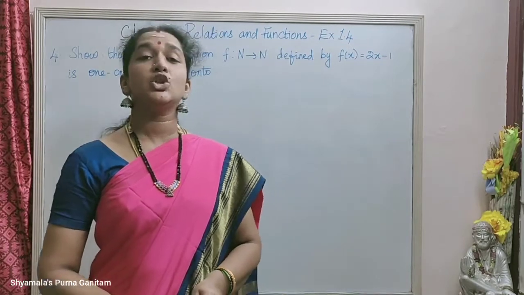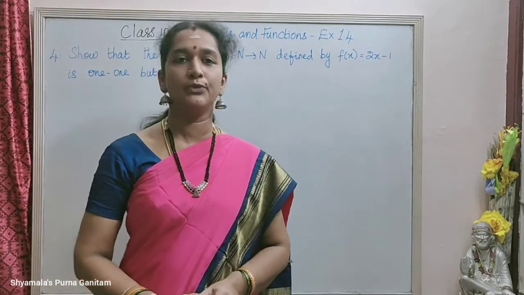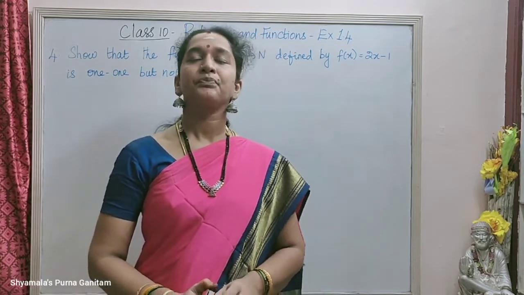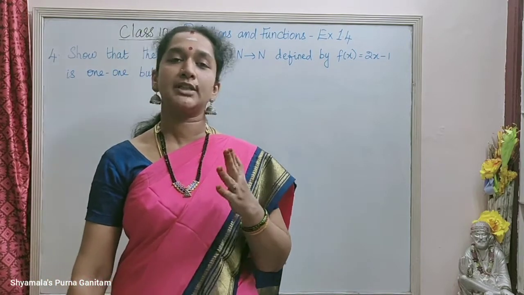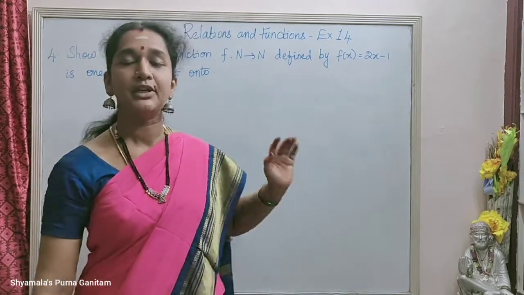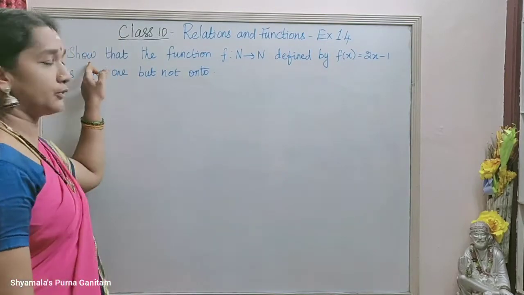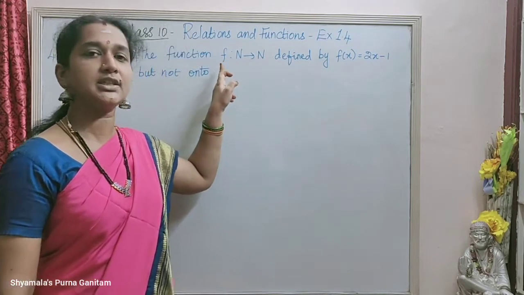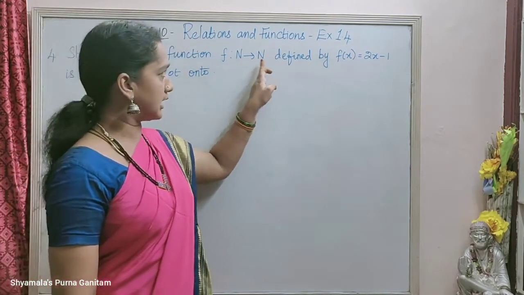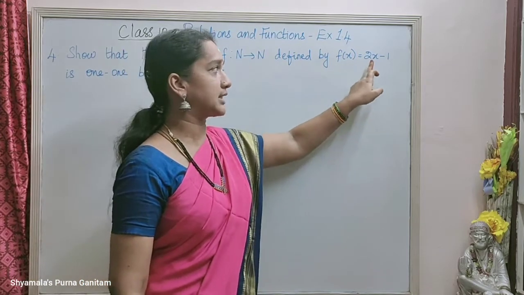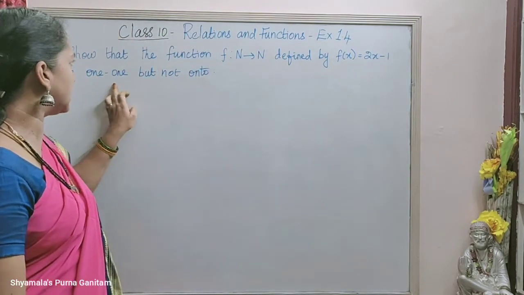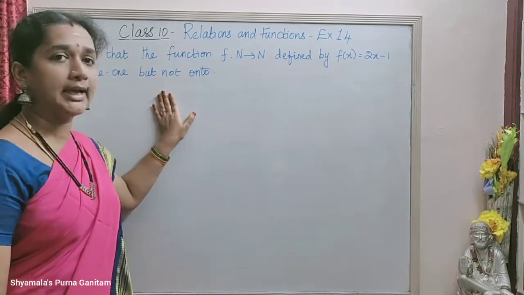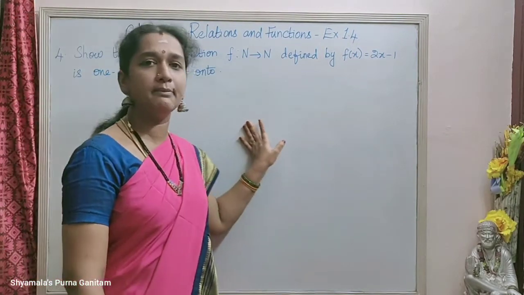So now, based on these types of functions, we will be doing a few sums. Already two sums I have completed in this exercise. The third sum is somewhat similar to the second sum, so you can do it by yourself. Now I will do the fourth sum. The fourth sum is: show that the function f from N to N, that is from natural numbers to natural numbers, defined by f of x equals 2x minus 1, is one-to-one but not onto.